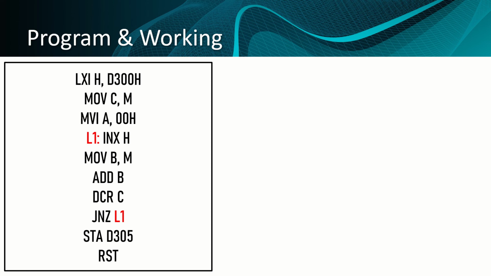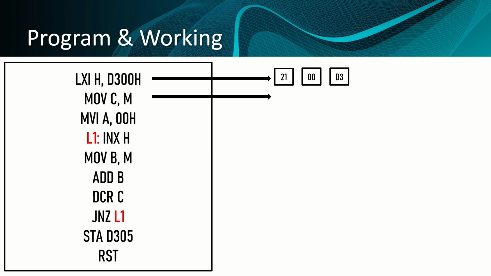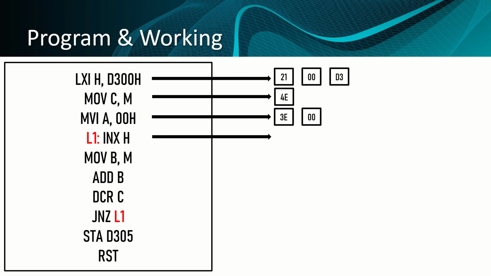After understanding the working of our program, let's perform this program on the Dyna 85 kit. To perform this, we need the opcode of each instruction. So for our first instruction, the opcode is 21 and the address 00D3. Then the second instruction, MOV C, M, has the opcode 4E. Then MVI A is 3E and then the data.